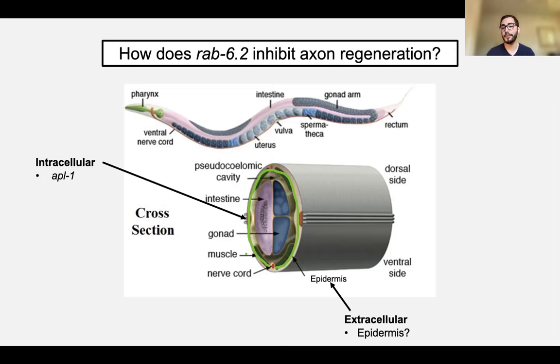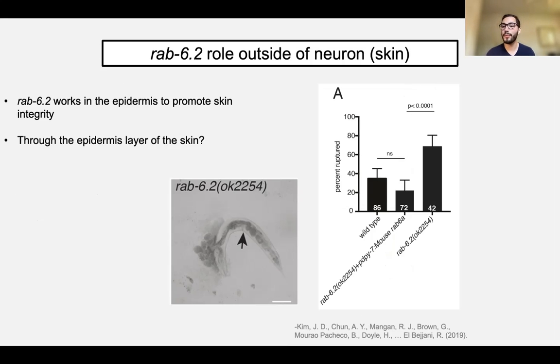So how does RAB 6.2 inhibit axon regeneration? Currently, we only know one mechanism in which it functions through, and that is through a protein called APL1, and it does this within the neuron. But my research is mainly focused on what's happening outside the neuron, specifically the skin, the epidermis layer of the skin. So why do we care about the skin?